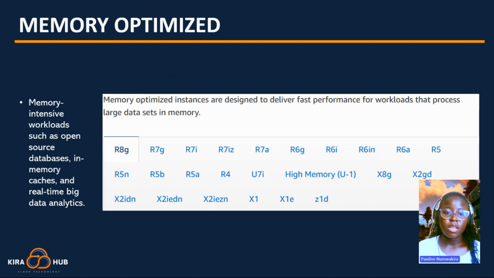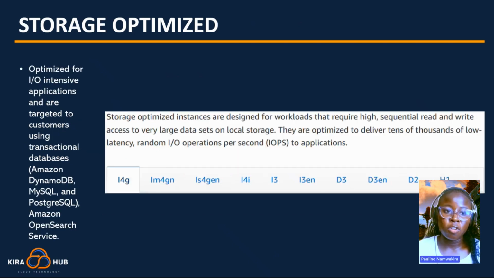We have memory optimized, and now these require good memory, right? So they are designed to deliver fast performance for workloads that process large data sets in memory. And we have the R family. I tend to believe it stands for RAM. So R family, X family, all these belong to the memory optimized. And good use cases for memory optimized are memory intensive workloads, things like open source databases, in-memory cache, real-time big data analytics.